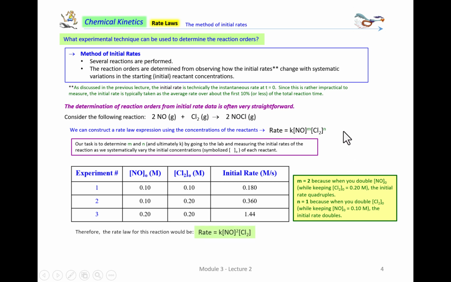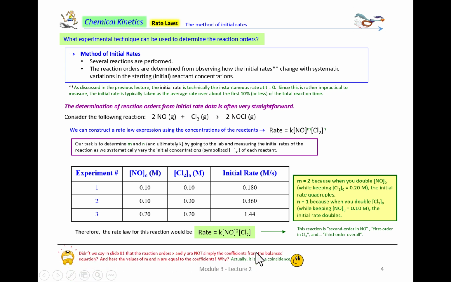Therefore, the rate law for this reaction would be rate equals k times NO squared times the chlorine concentration. So we'd say this reaction is second order in NO and first order in chlorine and third order, 2 plus 1, overall.